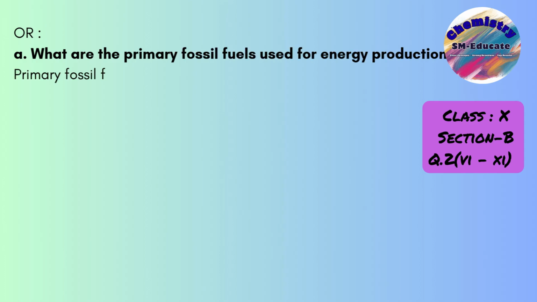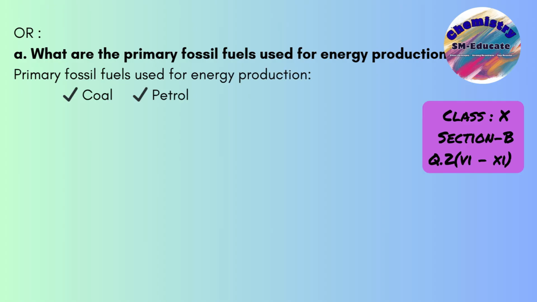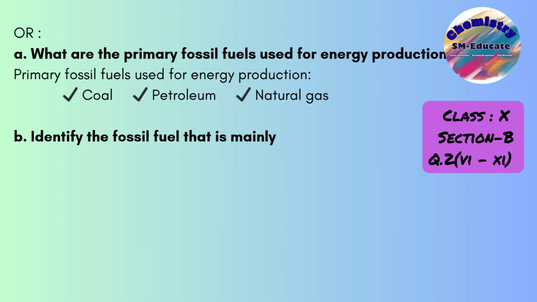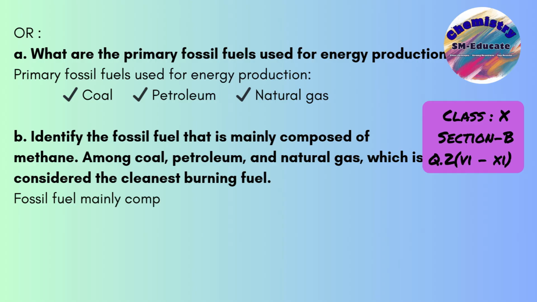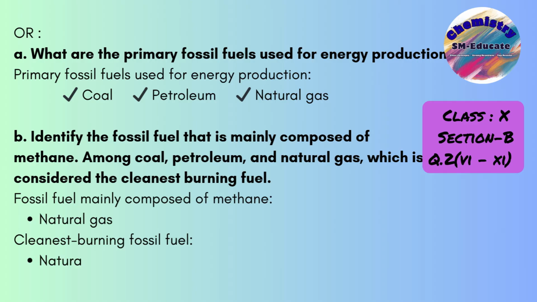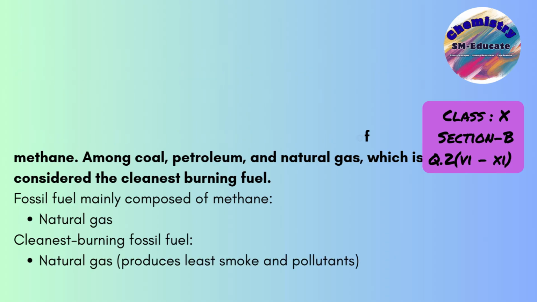A. What are the primary fossil fuels used for energy production? Primary fossil fuels used for energy production: coal, petroleum, natural gas. B. Identify the fossil fuel that is mainly composed of methane. Among coal, petroleum, and natural gas, which is considered the cleanest burning fuel? Fossil fuel mainly composed of methane, natural gas. Cleanest burning fossil fuel, natural gas, produces least smoke and pollutants.